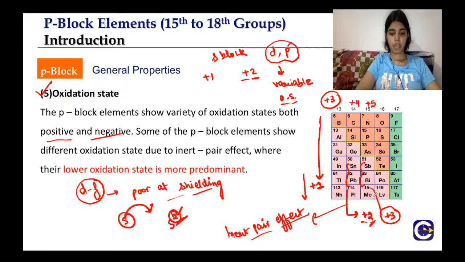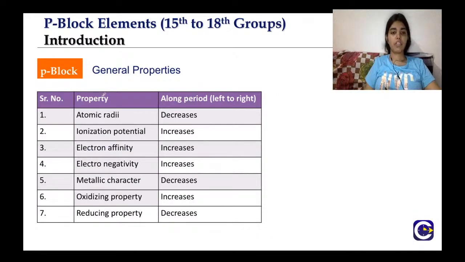Okay. Yes, Sham, we will discuss the oxidation states one by one. First we will discuss group 15, then 16, then 17. We can do it in detail group-wise. This is a general thing. The variable oxidation states shown by group 16 can be discussed when we discuss group 16. Okay, next we will move to the general properties.